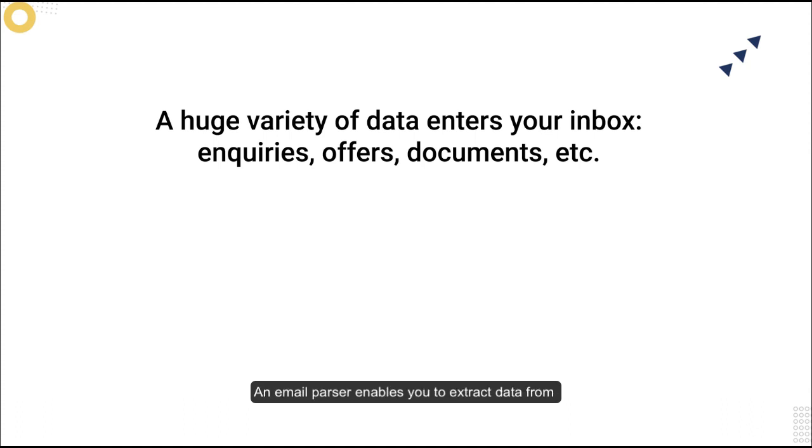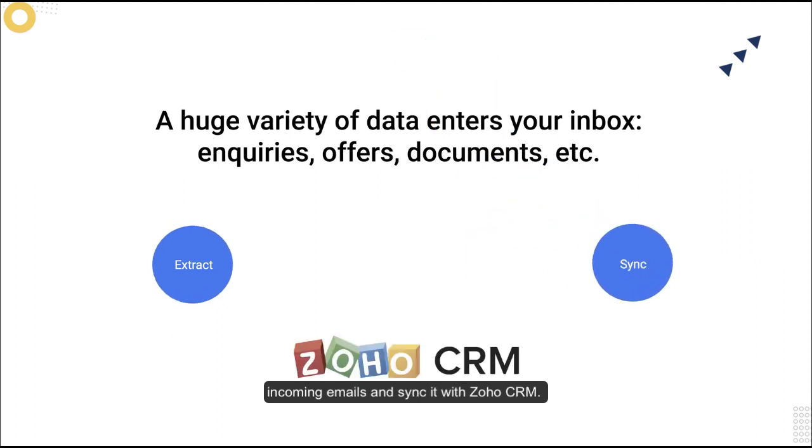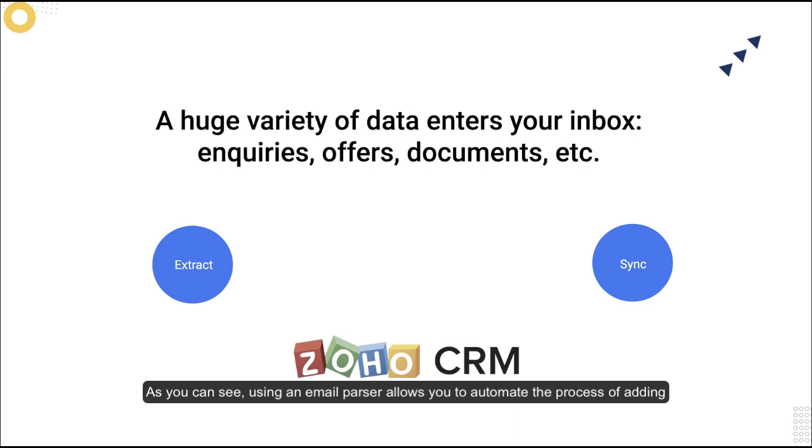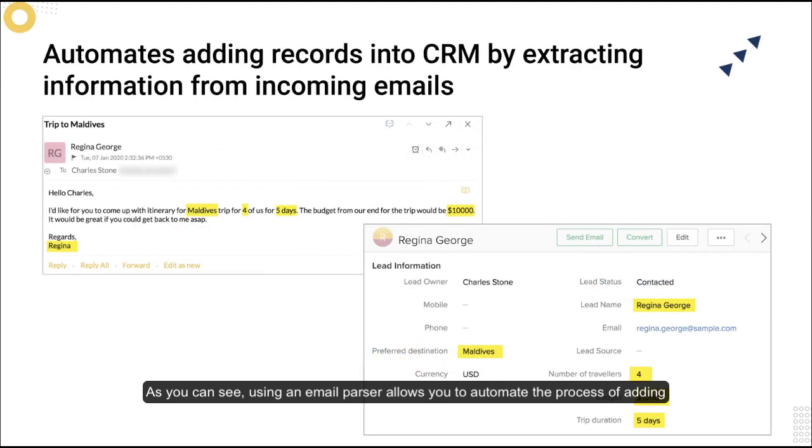An email parser enables you to extract data from incoming emails and sync it with Zoho CRM. As you can see, using an email parser allows you to automate the process of adding records by extracting information from incoming emails. The field values are mapped to the information in the email. The data for the preferred destination, the number of travelers, and other information is automatically added to the CRM.